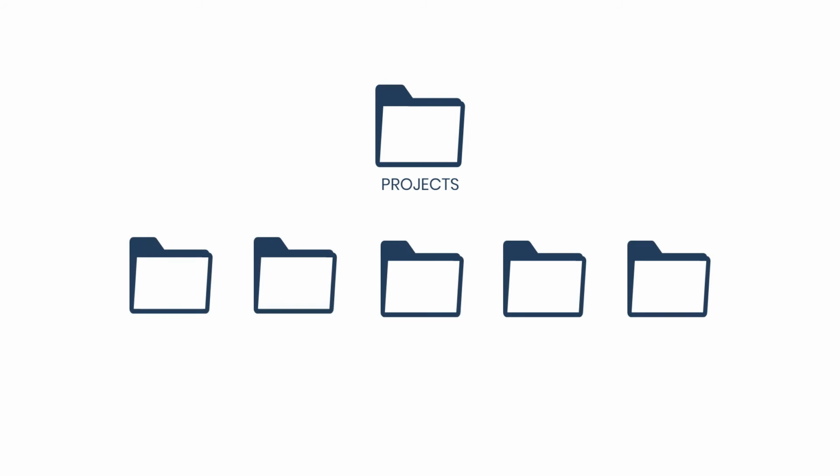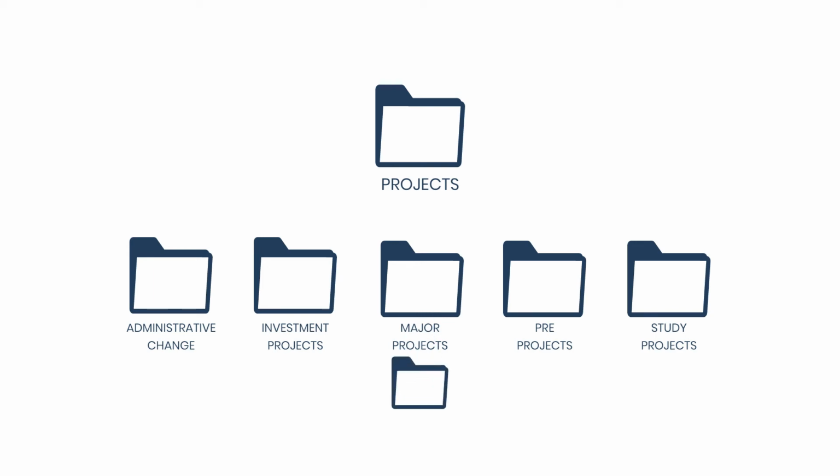The Projects branch is categorized into subfolders that distinguish the project types the system administrator has configured. Examples of such folders are Administrative Change, Investment Projects, Major Projects, Pre-projects, and Study projects. Each of these contains project folders that use the automatic naming scheme of project type abbreviation and project name. For example, MP-Floor Plan Modification. Each project folder uses a folder structure similar to the Masters branch, meaning discipline followed by classification code.